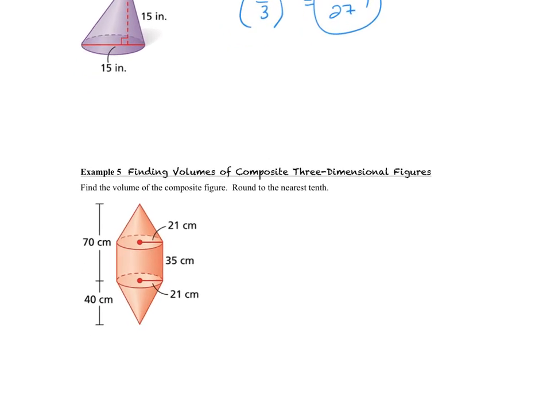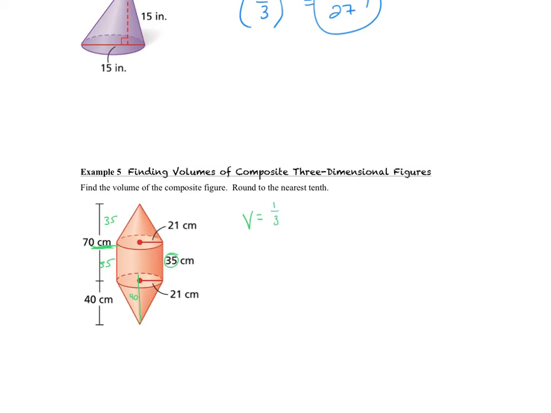Okay, here we have a height of 40 on this bottom cone. That's 40. And this whole piece is 70, but we've used 35 from the cylinder. It says that right there, 35. So that means that I have 35 left. Okay, so let's start with the 2 cones first.